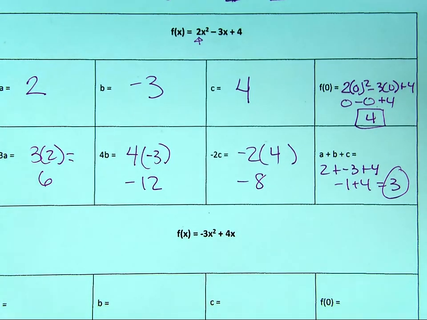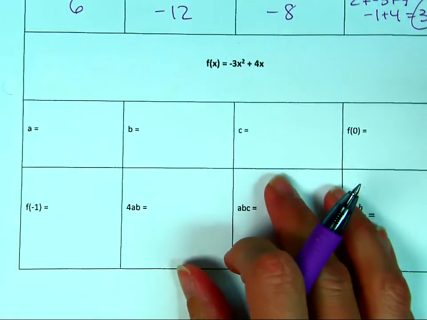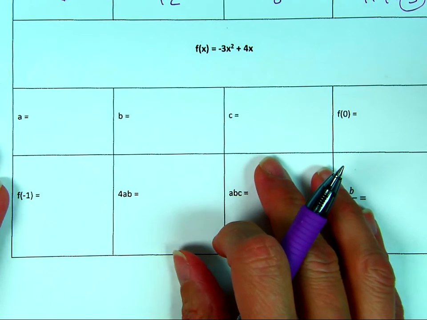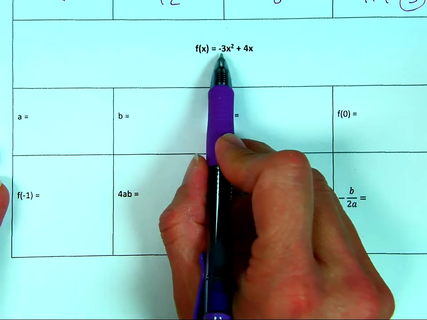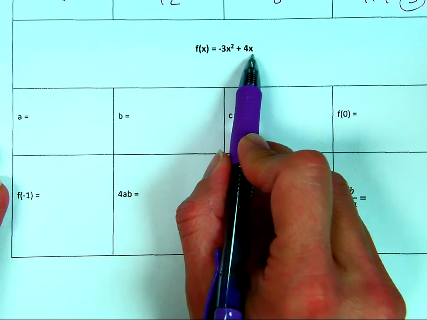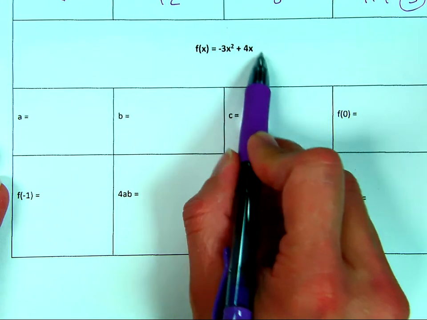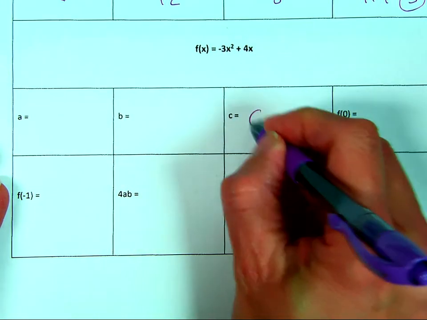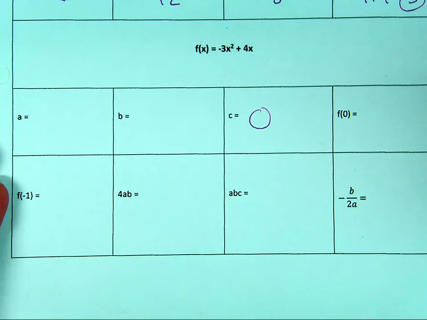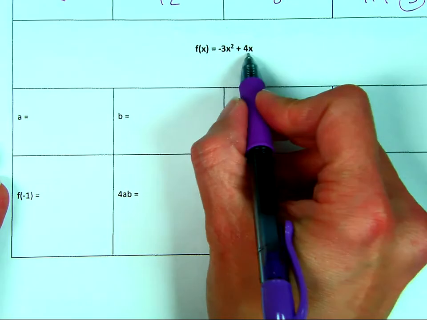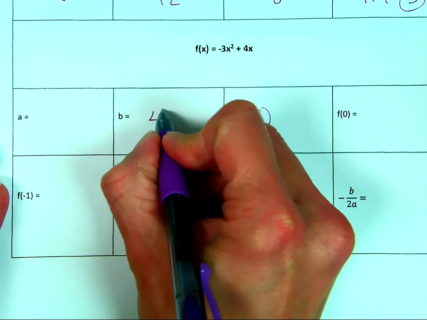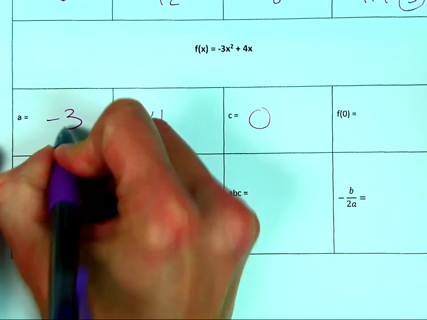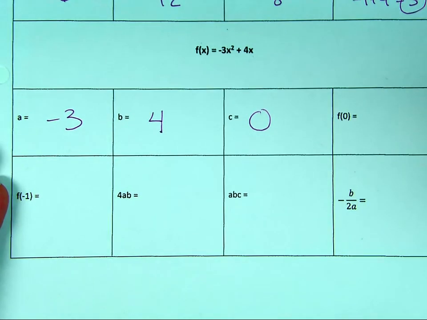Okay, so we're just finding what A, B, and C are and kind of doing stuff with it. Let's try one more, and then you'll be ready for your homework. Alrighty, negative 3x squared plus 4x. Notice it doesn't have a number without an x. That means C is 0. If it's not there, it's 0. What's the number in front of the x? That's b. What's the number in front of the x squared? That's a. So again, what's f of 0?